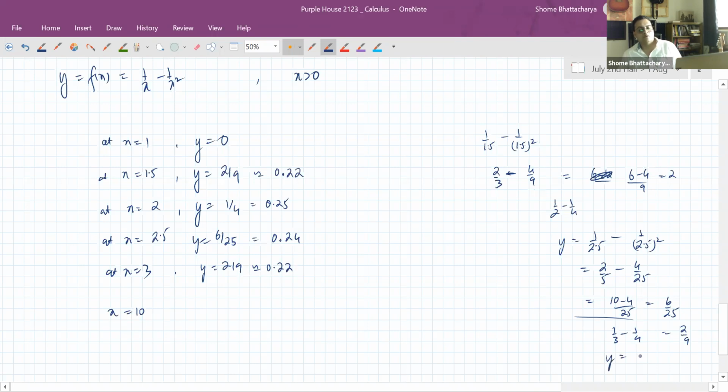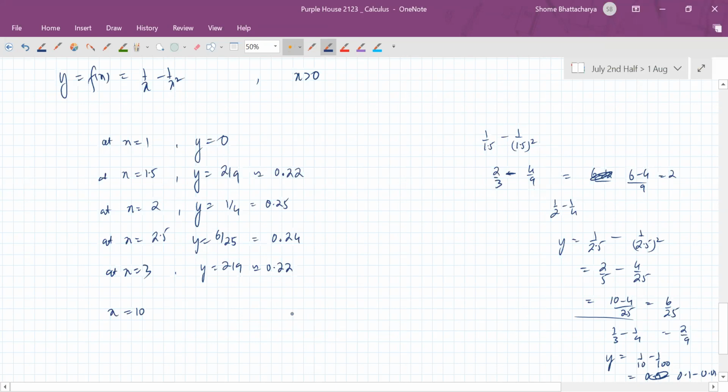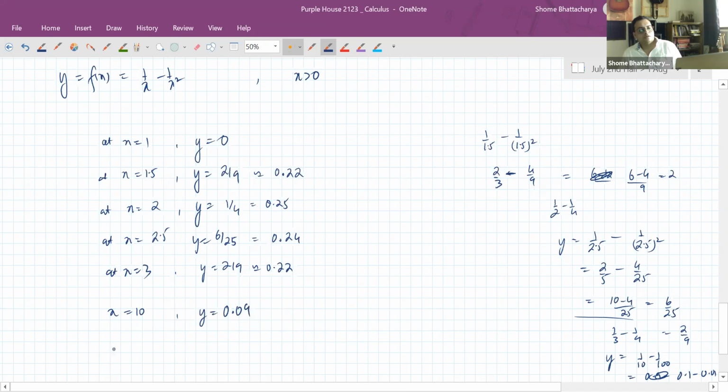Now see what y will become. 1 by 10 minus 1 by 100. So that is 0.1 minus 0.01, which is 0.09. So y becomes 0.09. Now similarly, check at a pretty large value, like let's say 10 raised to the power 3, or 1000. So y becomes 10 raised to the power minus 3 minus 10 raised to the power minus 4. So 0.001 minus 0.0001. So it becomes 0.0009, right?